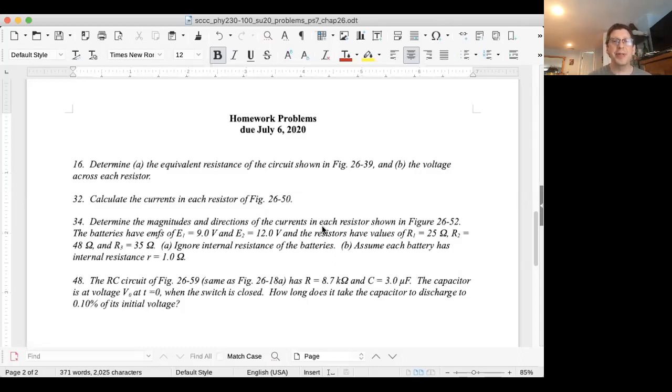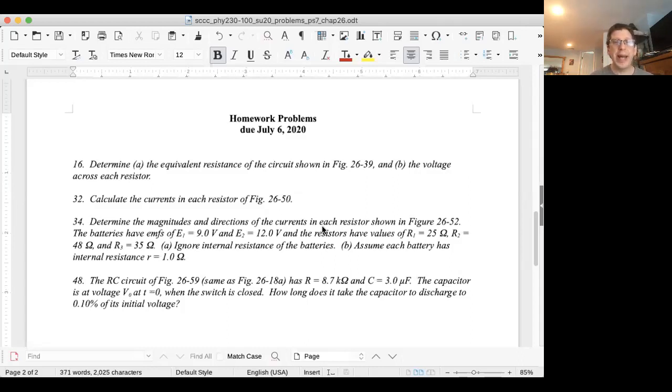Problem 34: determine the magnitudes and directions of the currents in each resistor shown in 26-52. This is another Kirchhoff's law problem. You're given the voltages and you're given the resistances. Ignore the internal resistances of the batteries in part A. In part B, assume each battery has an internal resistance of 1.0 ohms. So you're adding a little detail to the problem. But otherwise, you know all the resistances and you know the voltage sources, and you're being asked to solve for the currents.